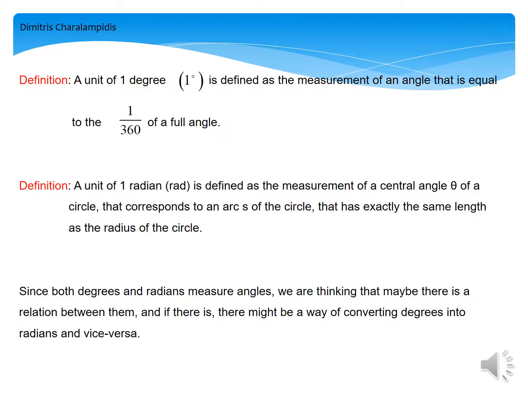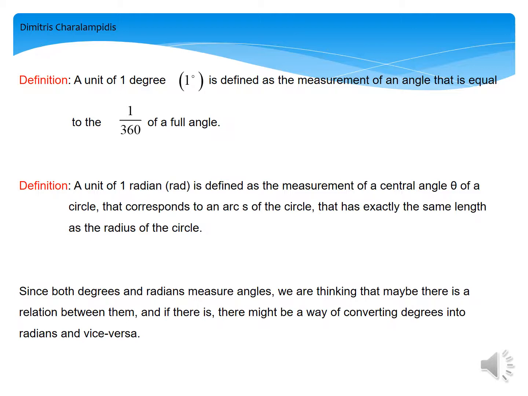A unit of 1 degree is defined as the measurement of an angle that is equal to 1 over 360 of a full angle. On the other hand, a unit of 1 radian, otherwise known as rad, is defined as the measurement of a central angle theta of a circle that corresponds to an arc S of the circle that has exactly the same length as the radius of the circle.